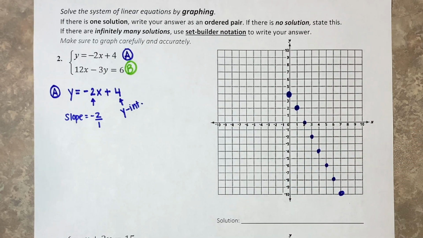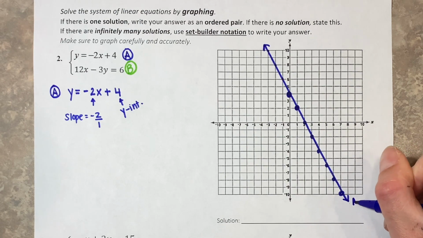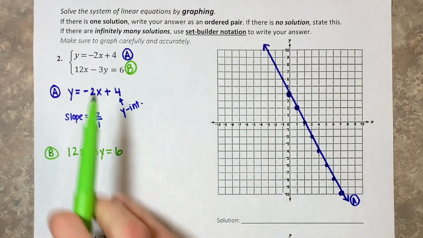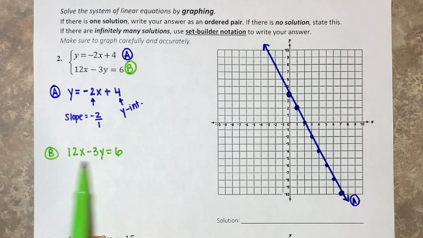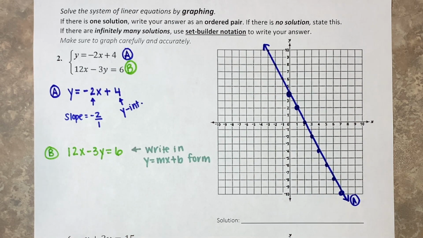And now I'm going to draw a line through those points, and that gives us this line here, which I'm again going to label A, just to help distinguish between our two different lines. Next, I've copied down equation B right here. Now, equation B is not written in y equals mx plus b form. To graph it, let's rewrite it in y equals mx plus b form. To do that, we need to isolate y.